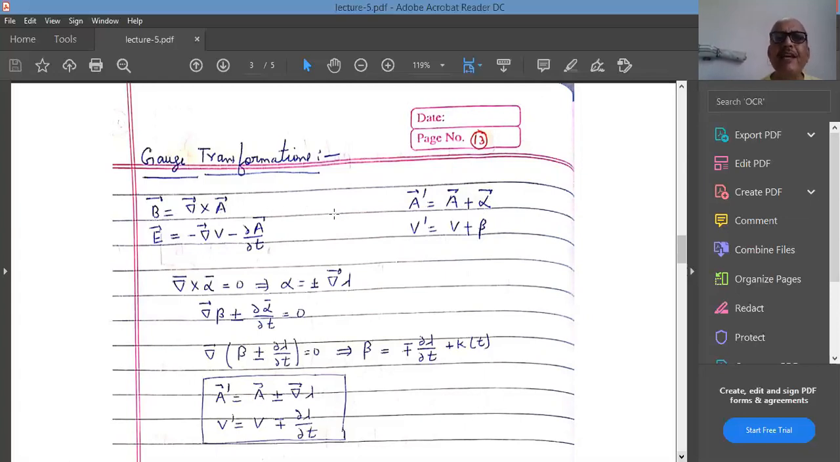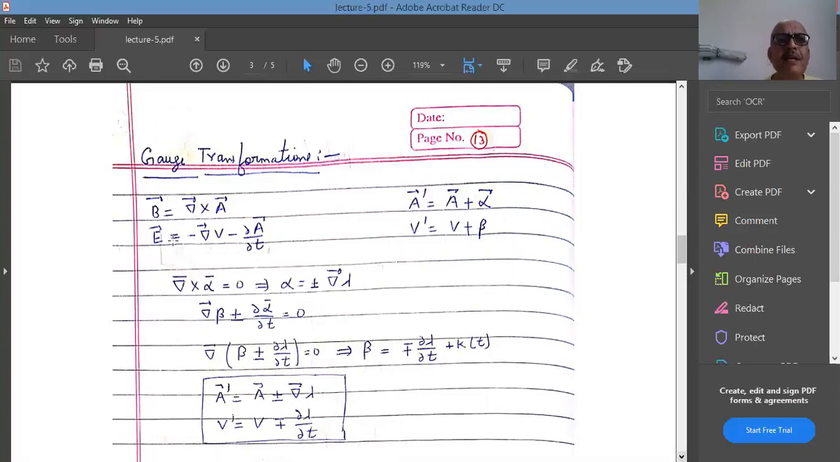So it is curl of A. The condition on alpha will be that curl of alpha must be equal to 0. And again, we can use the identity of vector calculus to write alpha equal to plus minus gradient of lambda, because curl of a gradient of a scalar quantity is always equal to 0. So alpha can be written as plus minus gradient of lambda. This information for alpha we have got from the first equation, B equal to curl of A, so that the value of B is not affected.